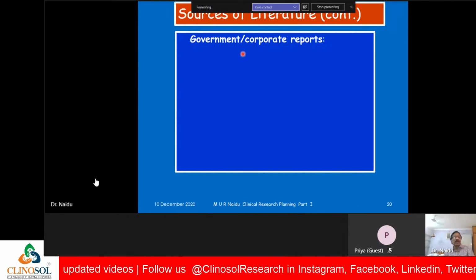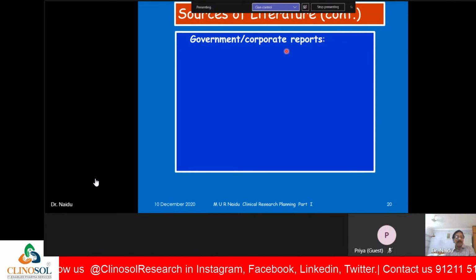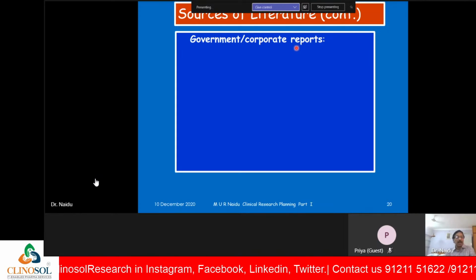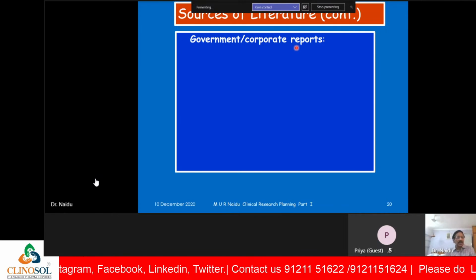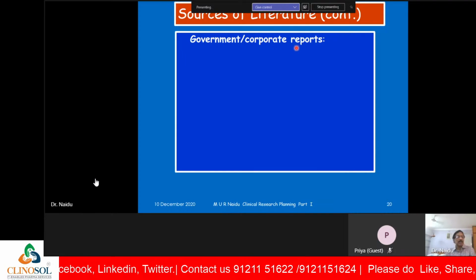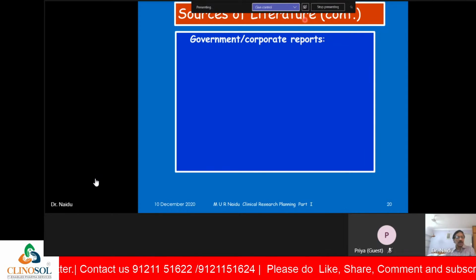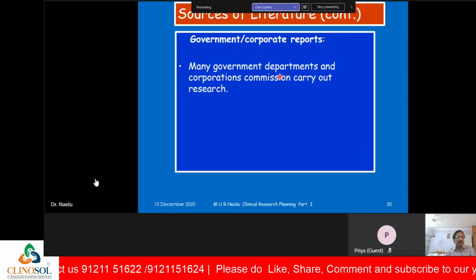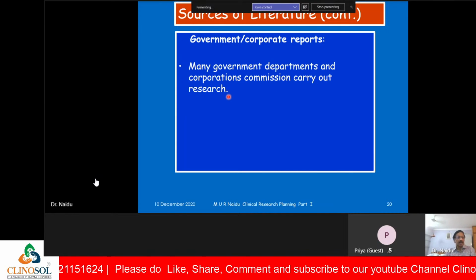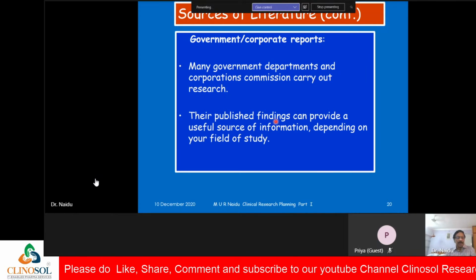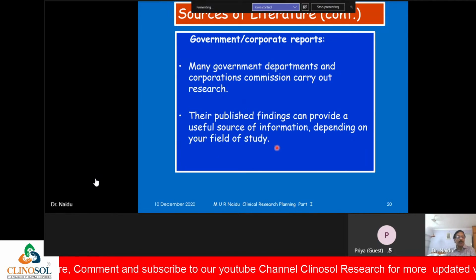Sometimes we get information and publications from government. For example, today very frequently we get reports issued by ICMR, like guidelines for COVID. This is also very useful because they select so many references and come up with the guideline. So government and corporate reports are also a very important source of literature. Many government departments and corporations commission or carry out research themselves and publish it. Their published findings can provide a useful source of information depending on your field of study.